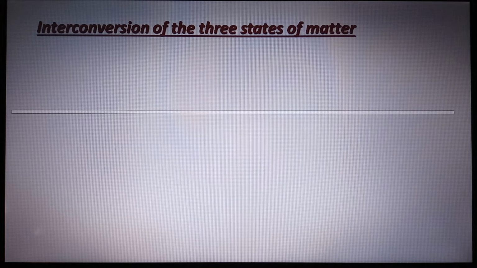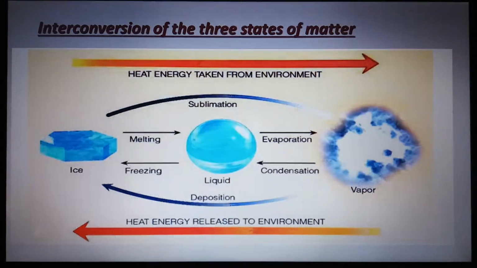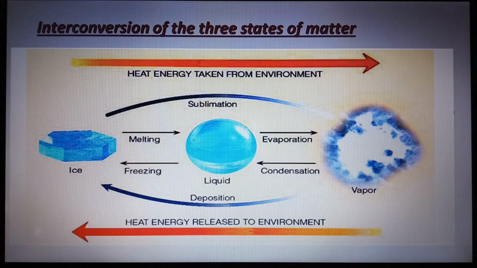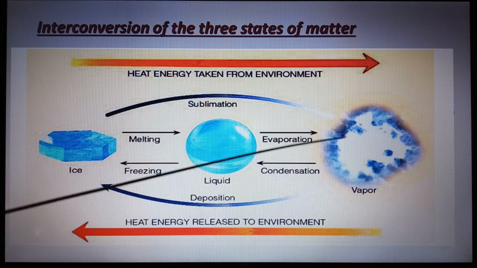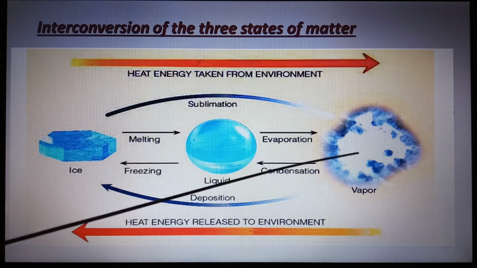Let us understand the interconversion of the three states of matter. You can see this diagram, the representation. Here, this is the ice, which is in solid form. When heat energy is taken from the environment, it starts melting and converts into liquid. Again, still more heat energy is taken from the environment and it converts by evaporation into a vapor or gaseous form.